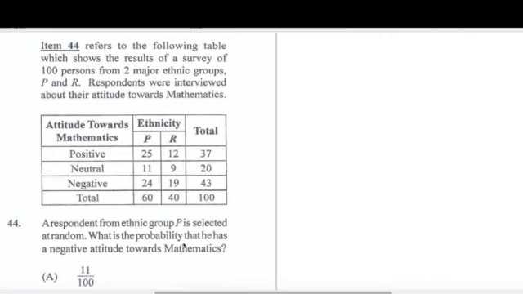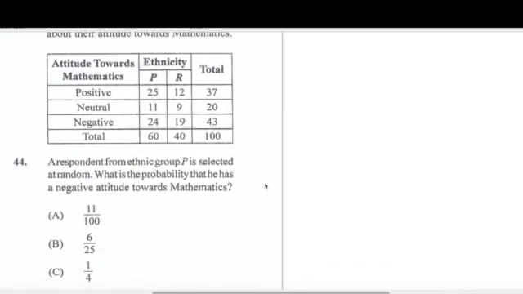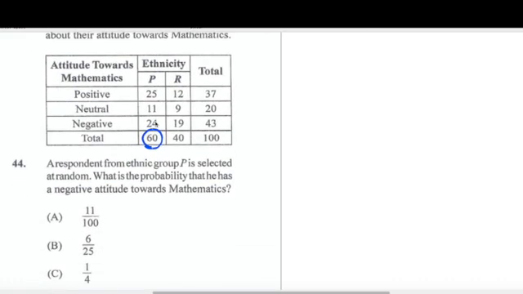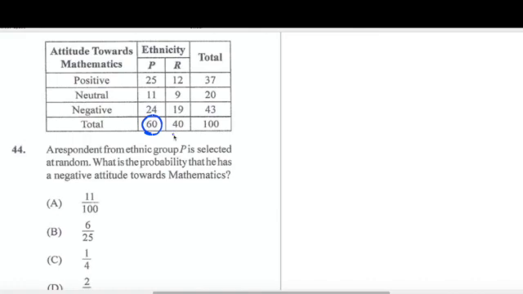Item 44 refers to the following table, which shows the results of a survey of 100 people from 2 major ethnic groups, P and R. Respondents were interviewed about their attitude towards mathematics. Positive, neutral, negative, and then total. So we saw that 60 students out of 100 came from ethnic group P, and 40 students came from ethnic group R to give us the full 100 here.